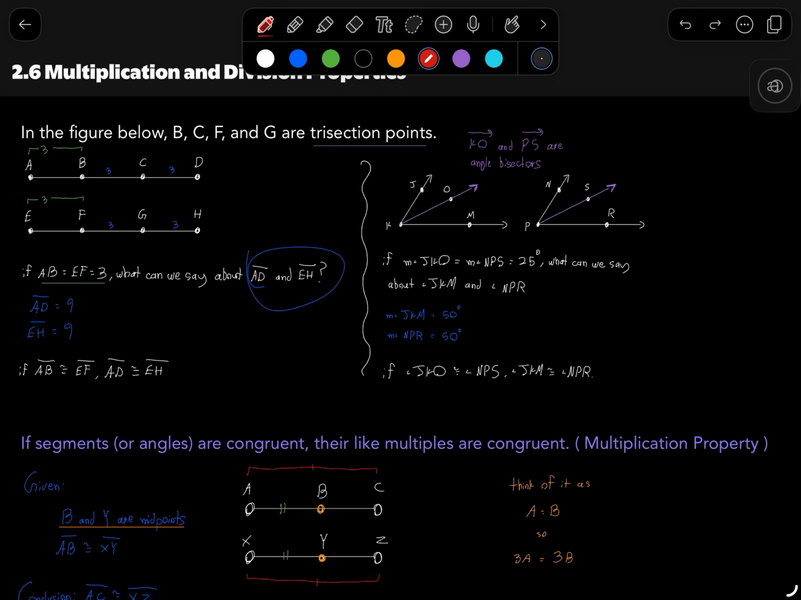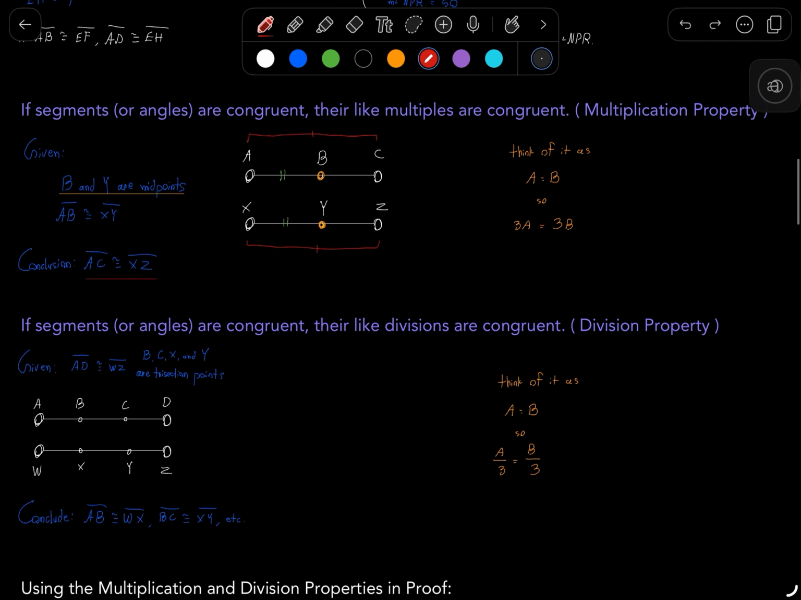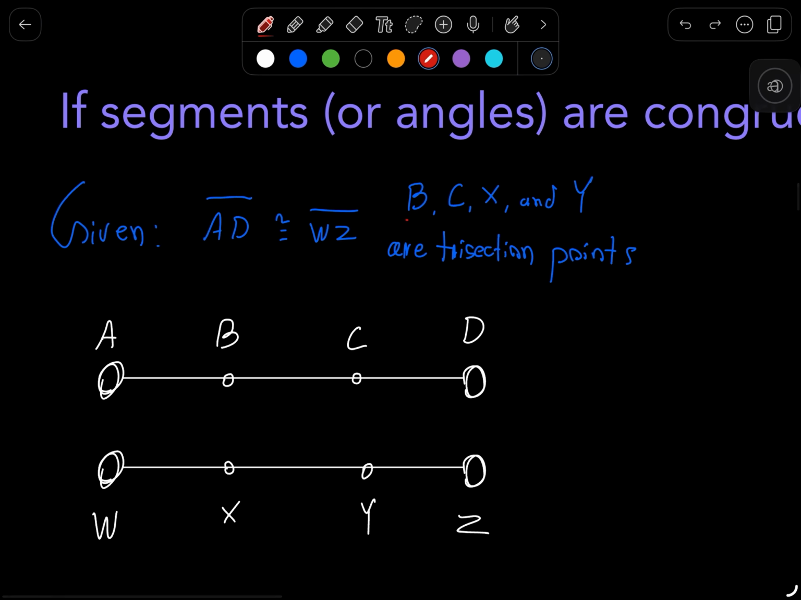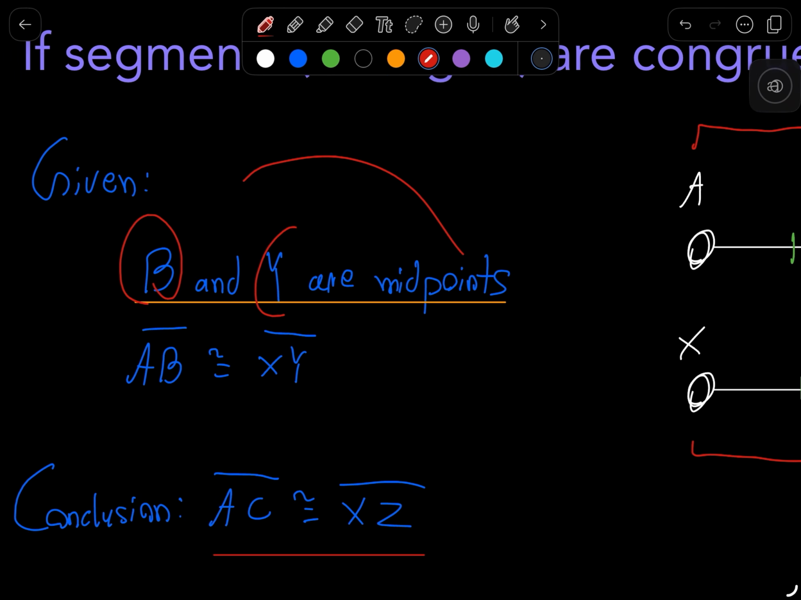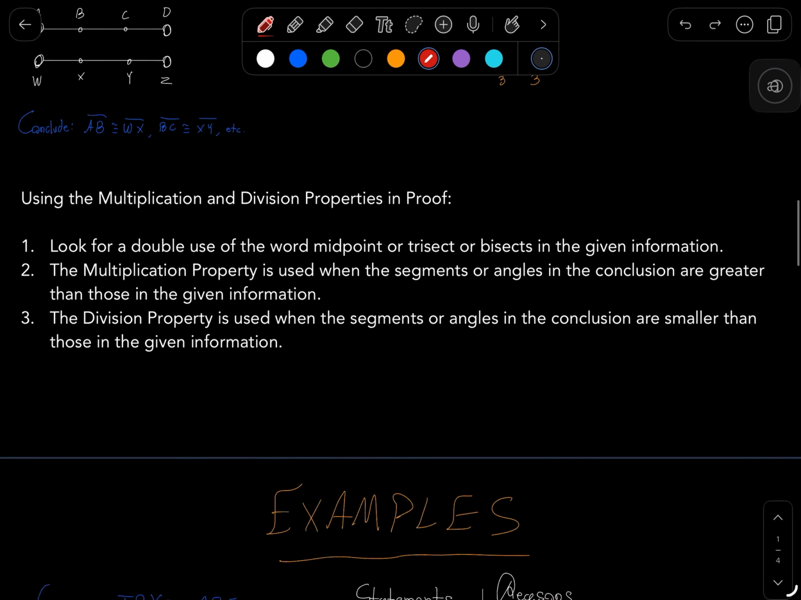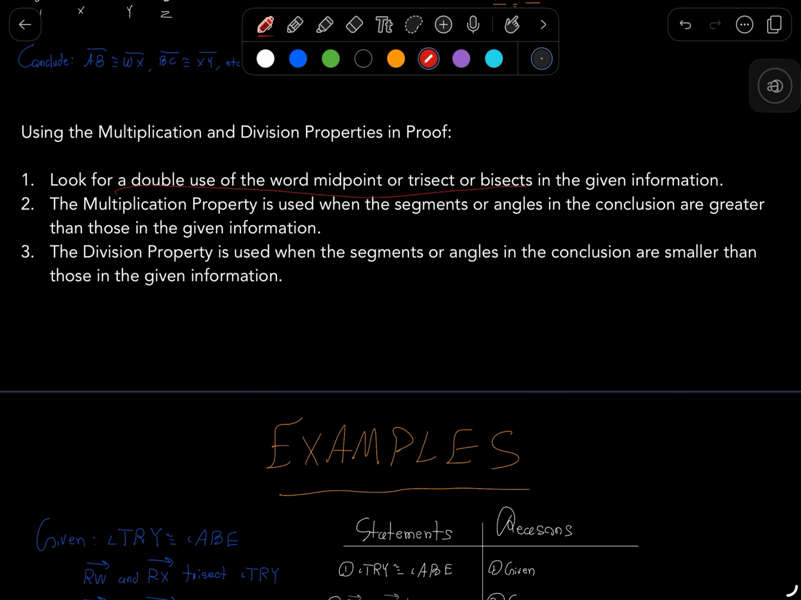Here, you're told, for example, that B is a trisection point, C is a trisection point, right? So are X and Y. So those are multiple uses of the word trisection. Same thing: we're given that B is a midpoint, Y is a midpoint. So that's multiple uses of midpoint. So once again, look for that double use.